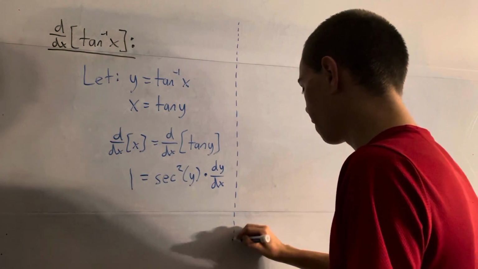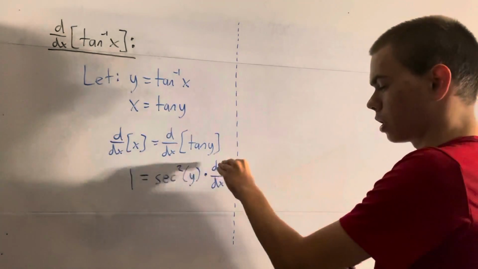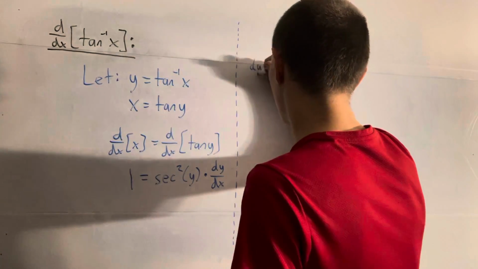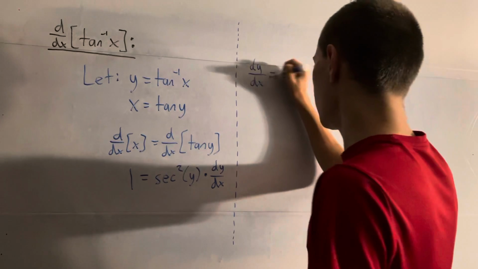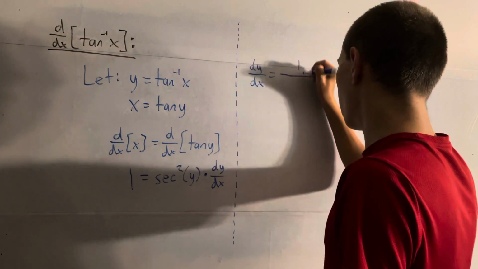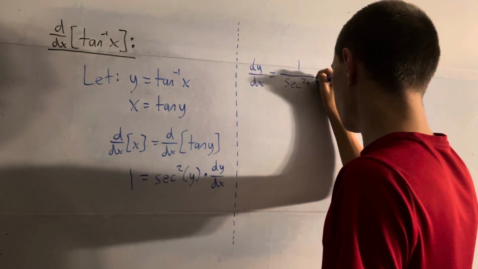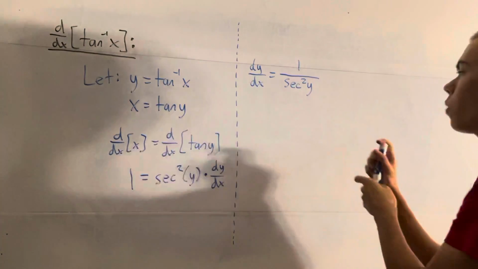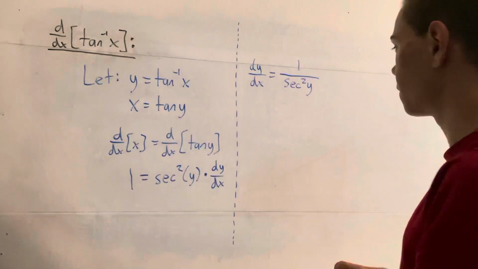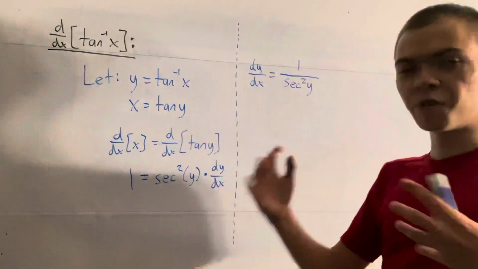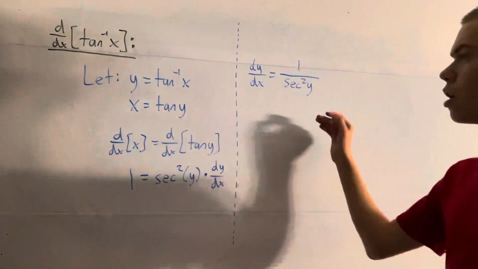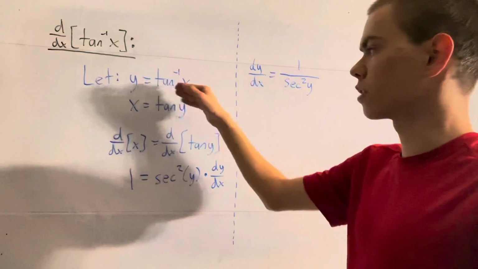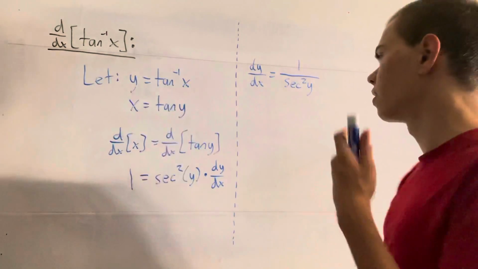Now that we have this, all we're going to do is solve for dy over dx. And so dy over dx equals 1 over the secant squared of y. All we have to do now is substitute y for something in terms of x. And it turns out that we actually have what y is in terms of x right here: y equals the arctangent of x.